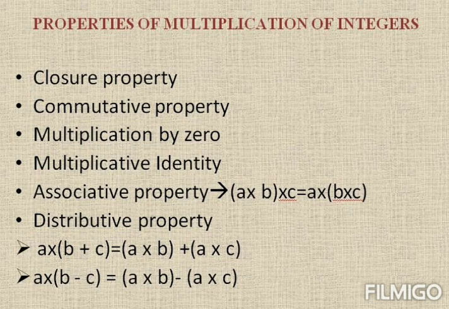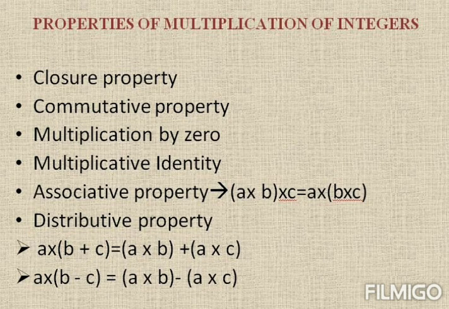Now, multiplication by 0. If we multiply any integer by 0, we get the product also 0. This is true for all integers. Next, multiplicative identity. Can anybody tell me which is the multiplicative identity of integers? Yes. One is the multiplicative identity of integers. When we multiply any integer by 1, we get the same number as the product. It is true for all the integers. So, one is called the multiplicative identity of integers.